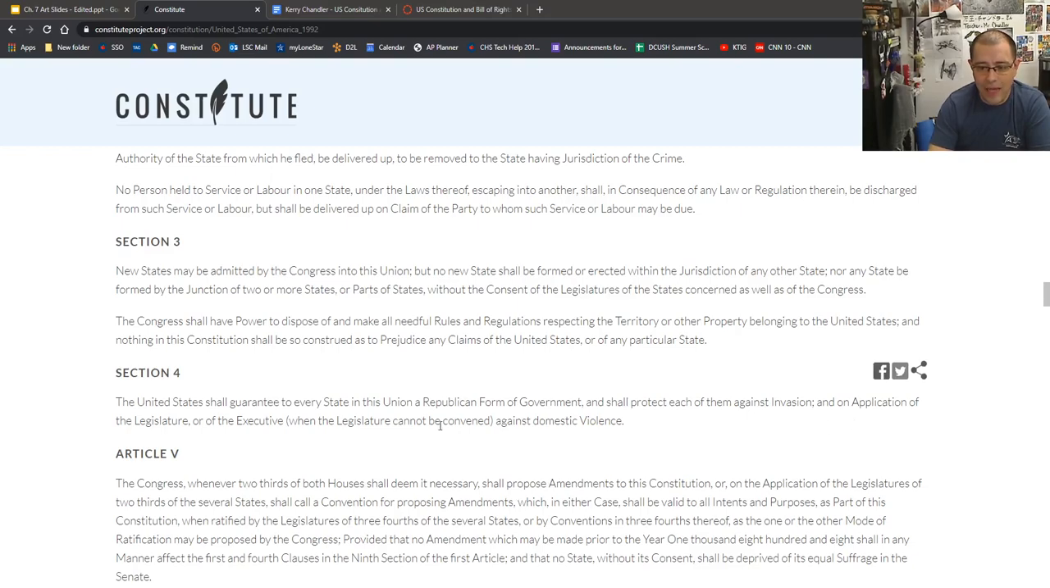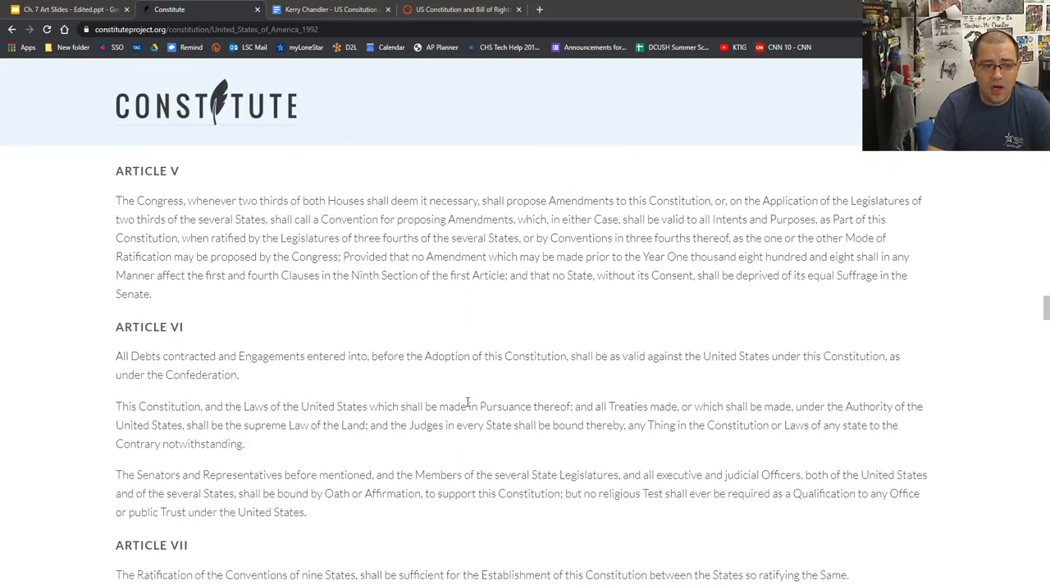But it does say on application of legislature or of the executive when the legislature cannot be convened. So for instance, according to Article 4, Section 4, the president could not, I don't know, send troops into a state to fight domestic violence, like quell a riot, for instance, unless Congress approved it first, at least according to the Constitution. All right, moving on, Article 5.